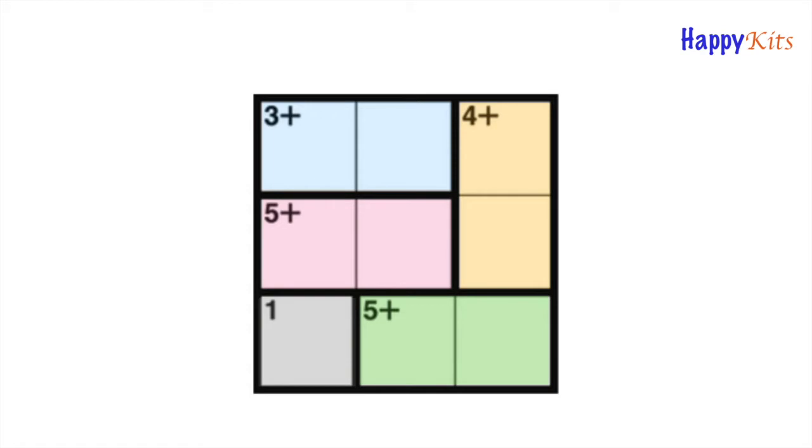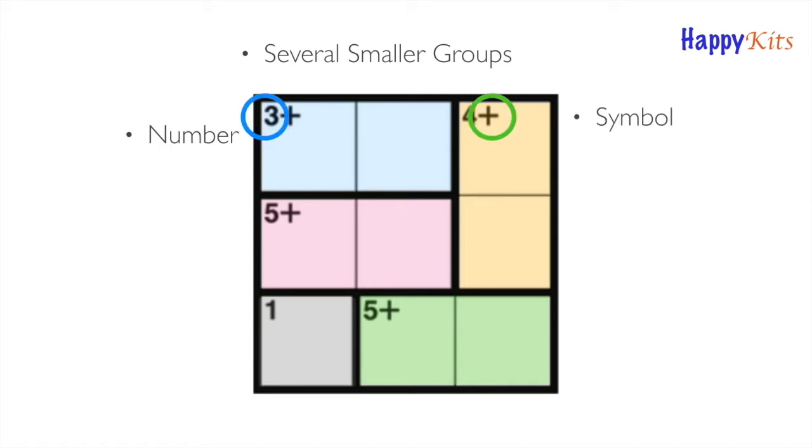First, you will notice that KenKen is divided into many small groups with bold outlines. Each group has a number and a symbol in the upper left corner. The symbol represents the specified mathematical operation such as addition, subtraction, multiplication, or division. For example, in this case, 5 plus is a summation of the 2 blocks.